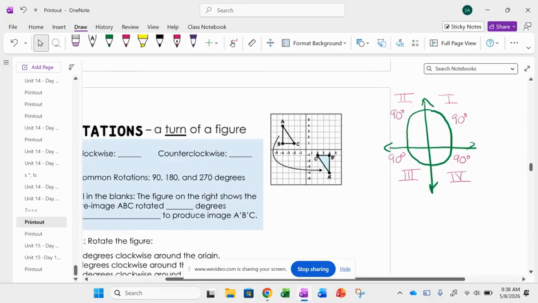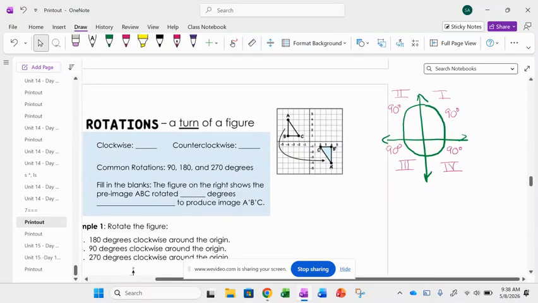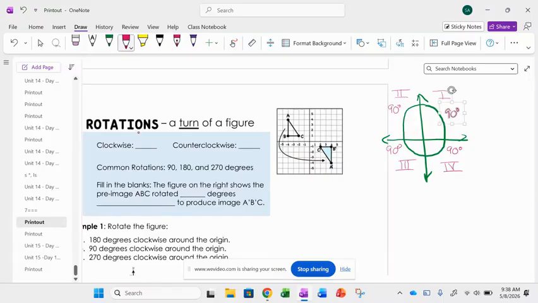Now, when we perform rotations, there are 2 different kinds of rotations. There's a clockwise rotation, which moves exactly how a clock moves. Or there's a counterclockwise rotation, which moves the opposite way that a clock moves.